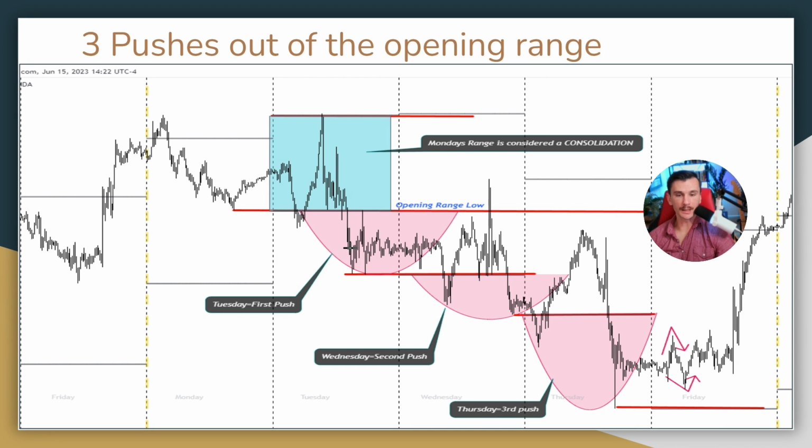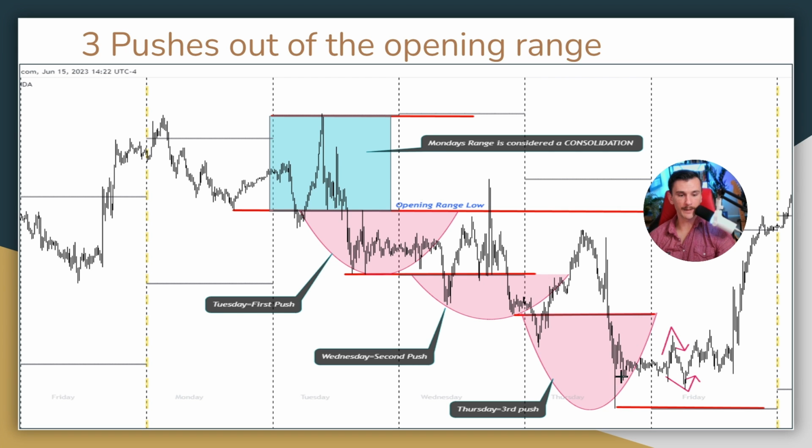Monday for the week is the opening range for the week. Monday's range is a high and a low, so by definition, that is a consolidation. Tuesday comes down and they push outside of that consolidation, push 1, push 2, and push 3. Then they go back into consolidation after completing that pattern. We have 3 pushes outside of consolidation, outside of the opening range for the week.